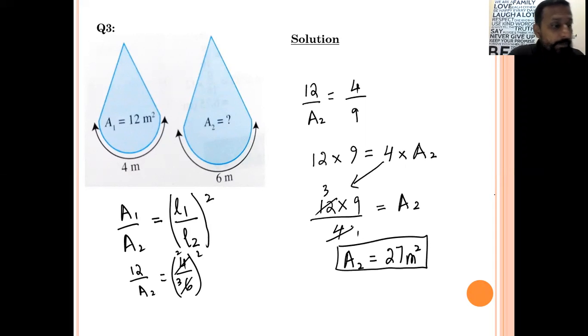I hope this makes sense to you guys. Okay, what we have done, we have applied the formula A1 upon A2 is equal to L1 upon L2 the whole square. A1 is given to you as 12, A2 is not given to you. The bottom circumference, the round length of the first cone is 4 meters, the second cone is 6 meters, so I have considered it as L1 and L2. Plug in these values, simplify it by cross multiplying the denominators on the other side, and I found that A2 is equal to 27 meters square.